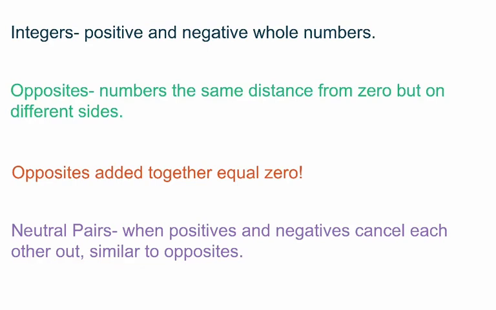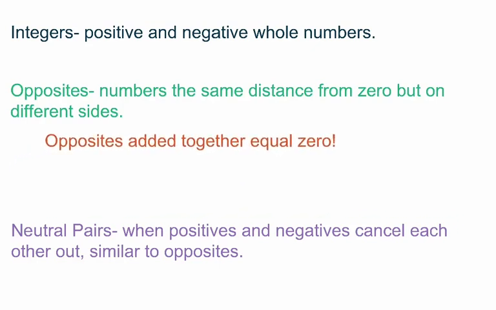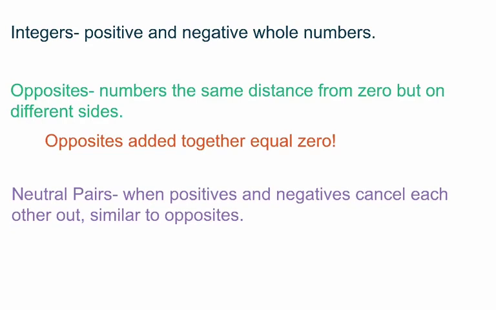The next one that we've talked about previously is opposites. Opposites are numbers that are the same distance from zero but on different sides of zero when we're looking at a number line. One thing we want to remember about opposites is that opposites added together equals zero, which takes us to a new vocabulary term: neutral pairs.